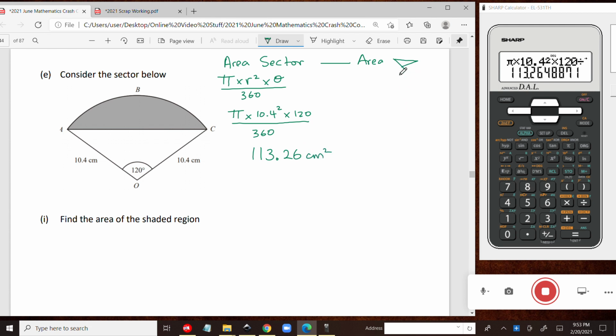To find the area of the triangle, we're going to use the half AB sine C. The two sides are what? 10.4 multiplied by 10.4 multiplied by, I need more space here. Sorry about this, guys.